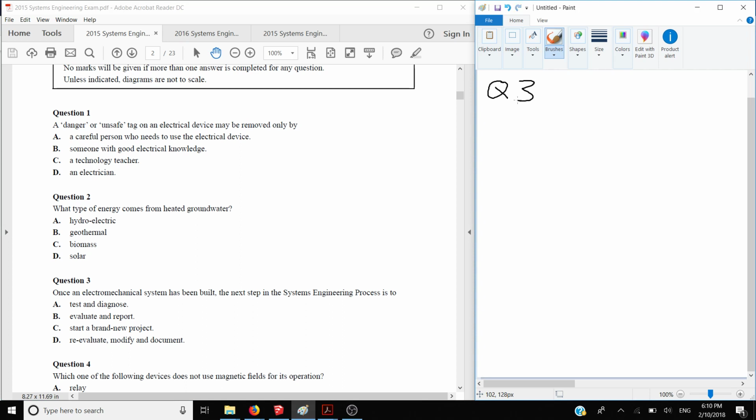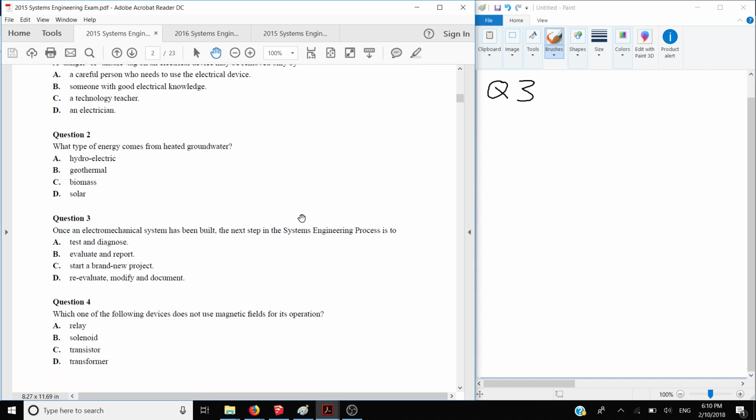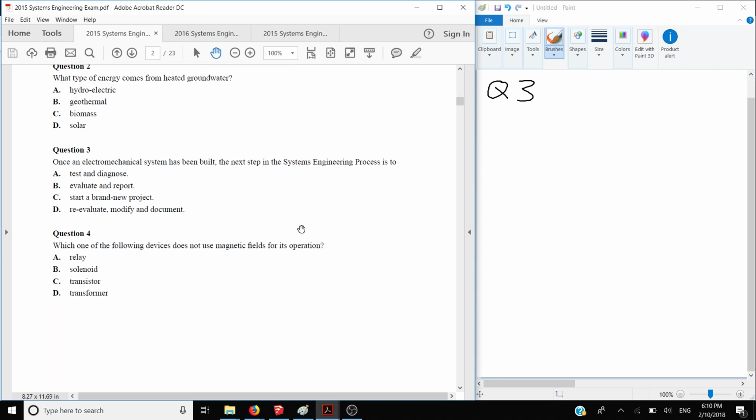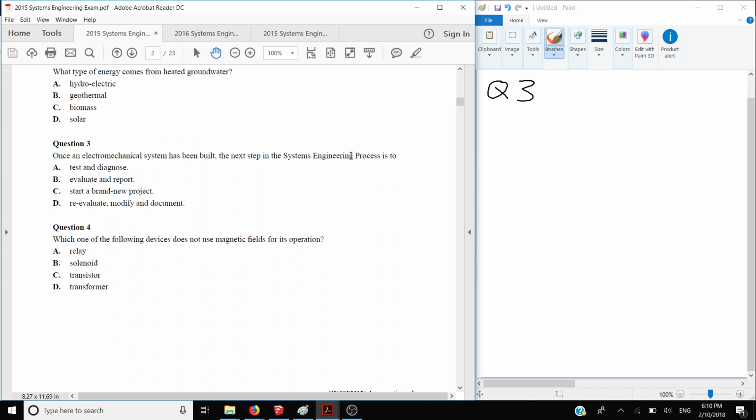Question 3. Another pretty common sense question. So you've built a thing. The next step in the systems engineering process is to do what? Reevaluate, modify, and document. Eventually, maybe, but it's not the next thing you do. Start a brand new project? Nope. Evaluate and report? You're probably going to do that at some point, but are you going to do it straight away after you've built it? Probably not. Are you going to test it and diagnose it and see if there's anything wrong with it, see if it works the way you like? Yes, you are. That would make the most sense. So that's going to be A.